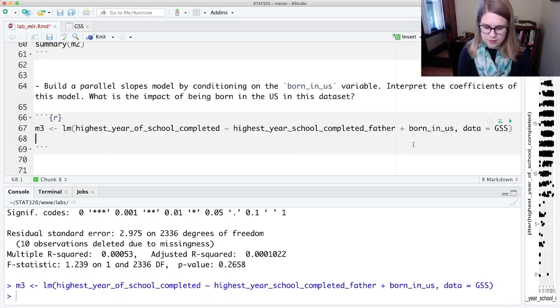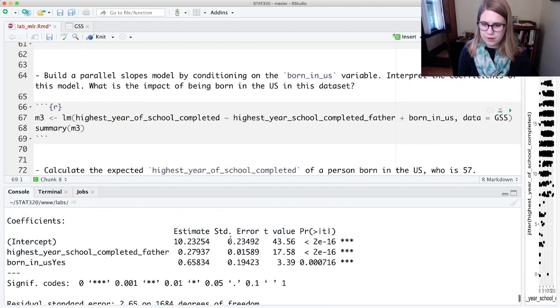And then we could look at the summary of this. So now I've got this born in US. It's got the yes stuck onto the end. R will always do that to help remind you which of the categories got baked into the intercept and which one has its own coefficient. So people who were not born in the US are baked into the intercept. The people who were born in the US, this is the coefficient.